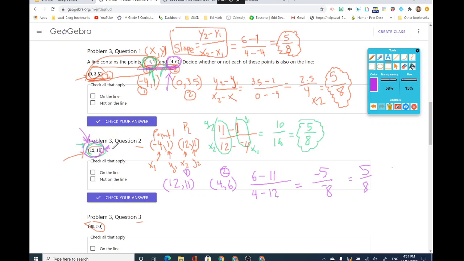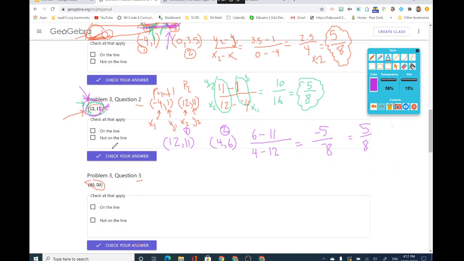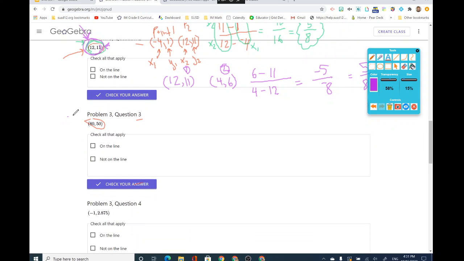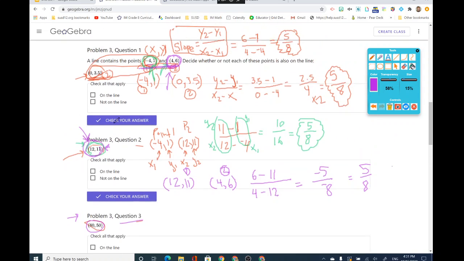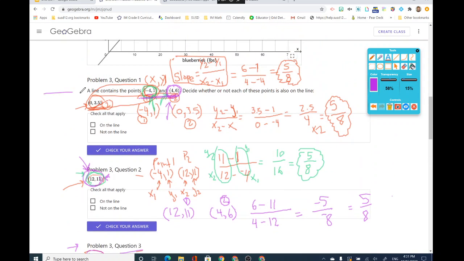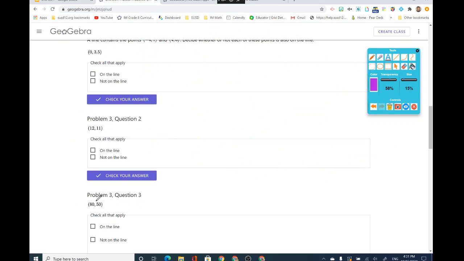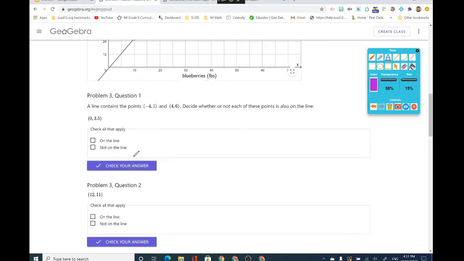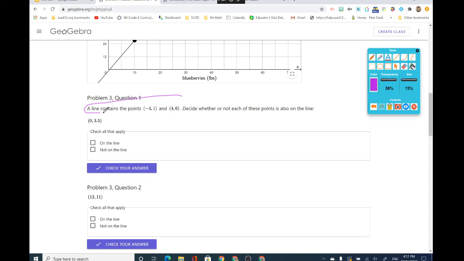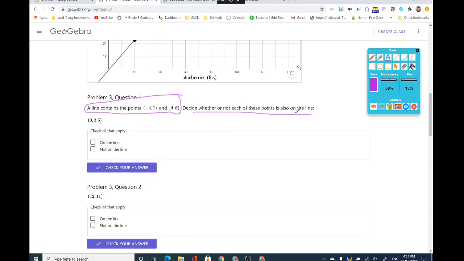Okay, phew! I explained it a lot. You should have taken notes and followed along. Now, you can try to do it yourself. Answer question 3. Is this point also on this original line? This is the line you're comparing it to. It's in the problem statement. So for problem 3, it's also using this line. A line contains the points listed. Decide whether or not each of these points is on the line.